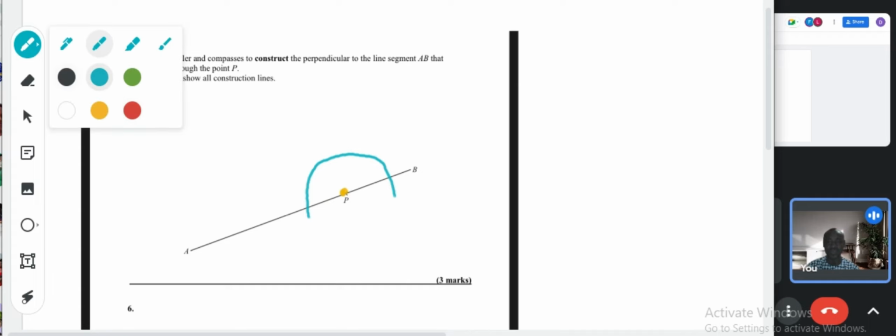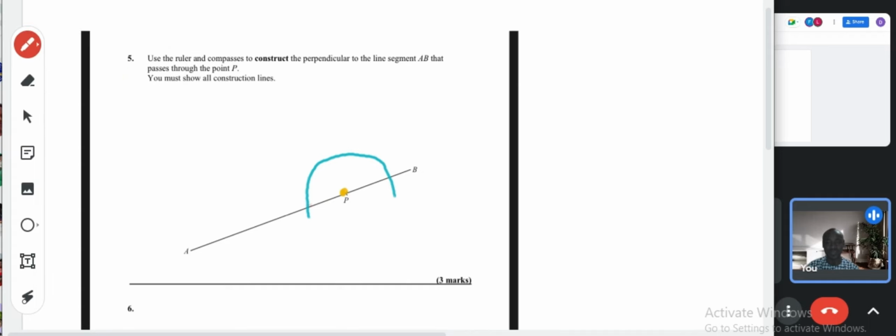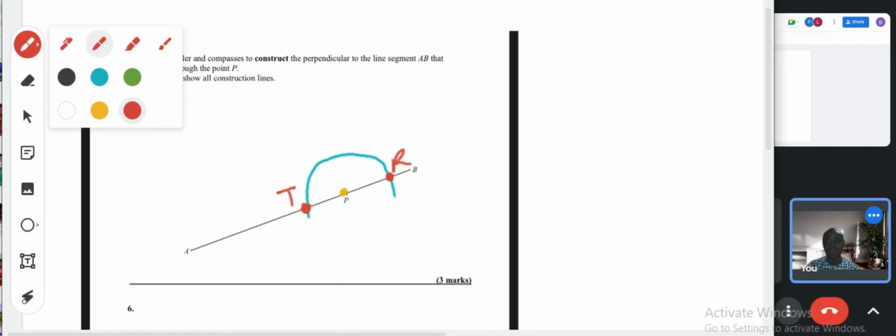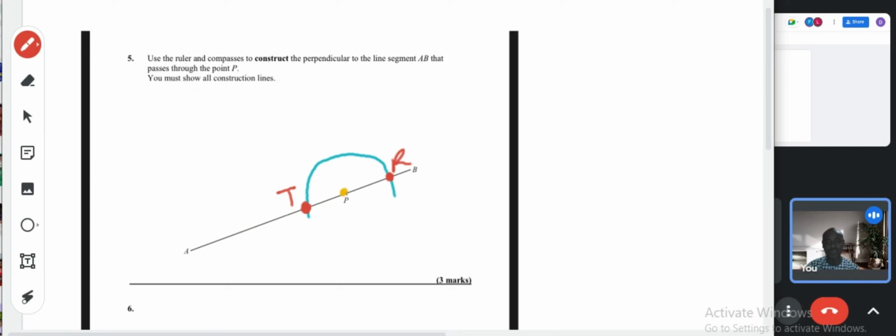Mark the point where the semicircle cuts. As I'm explaining, you have your compass and your relevant drawing instruments, and you're practicing. So if these two positions are, I can call them T and R. Then you get your compass again, place it at T, open to a reasonable radius, and draw an arc here.